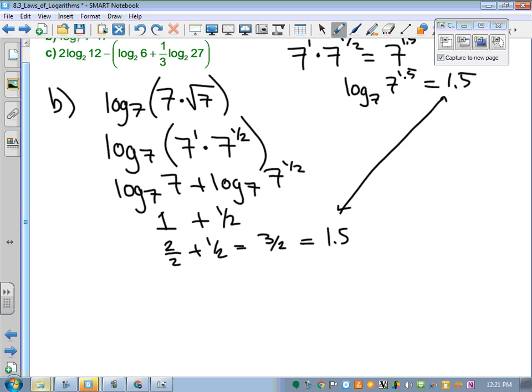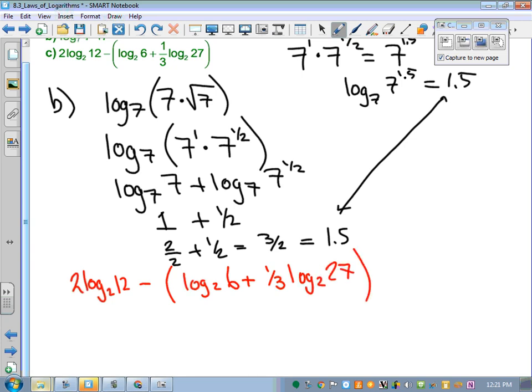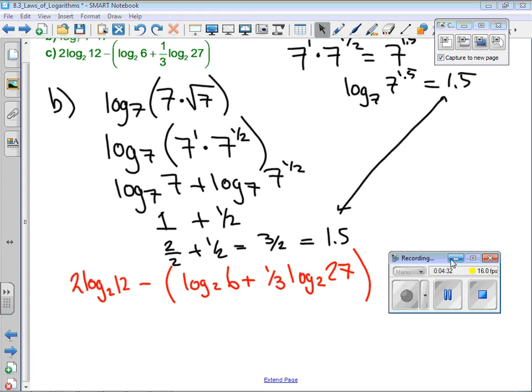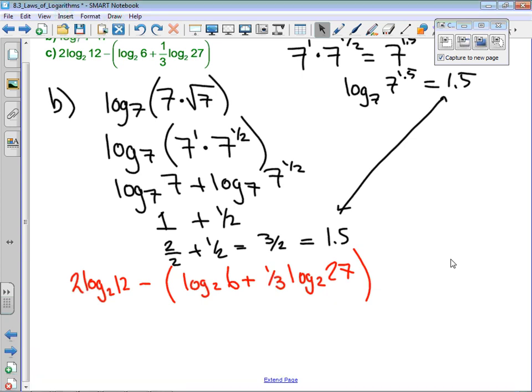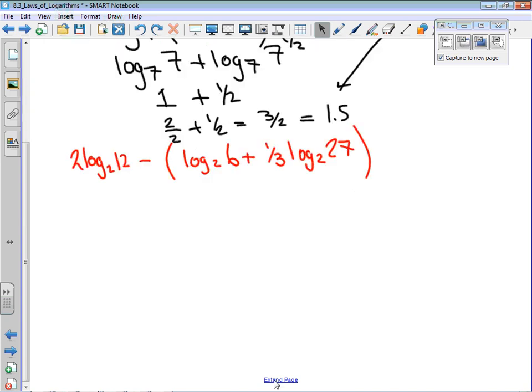All right, just to be consistent, I'm going to rewrite b before I solve it. So we have 2 times log base 2 of 12 minus, in a bracket, log base 2 of 6 plus 1/3 times log base 2 of 27. What I'm going to do, and this is pretty typical in math, is deal with the bracket first. So I am going to make sure that I deal with that inner expression before I touch anything else. So within that bracket, there is addition. In order to deal with that addition, we have to do something first.